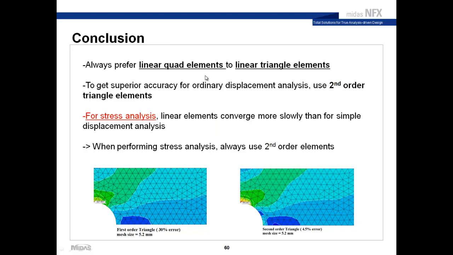So as I said, linear quad elements and linear triangle elements. To get best accuracy, always use a second order triangle element. And for stress analysis, linear elements converge more slowly than for simple displacement analysis. And if you perform the stress analysis, always use second order elements. You can see the result between these two models. For the same mesh size, 5.2 mm, here I have 30% of error, and here only 4.5%.